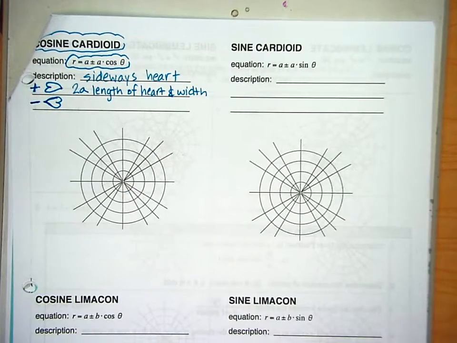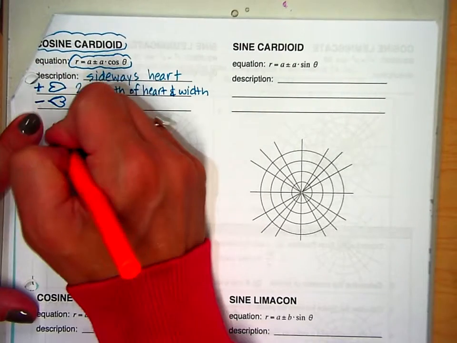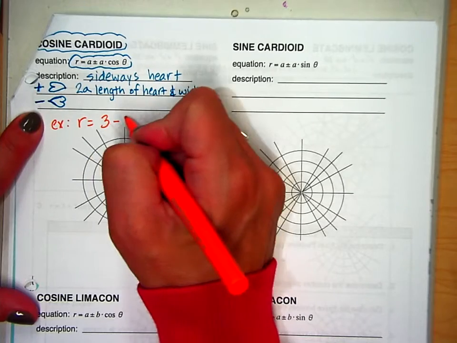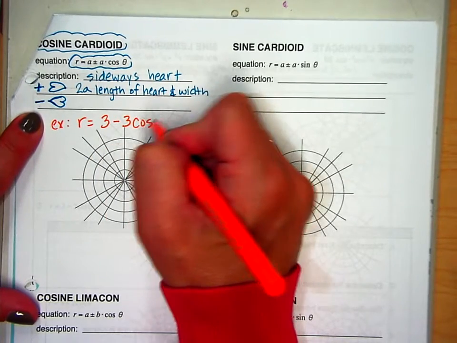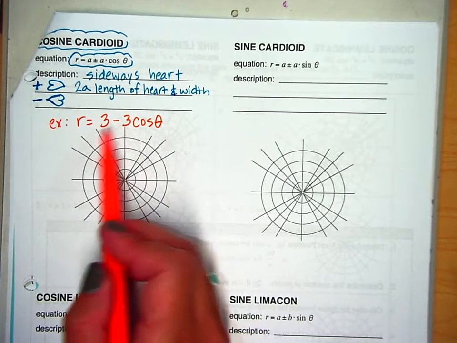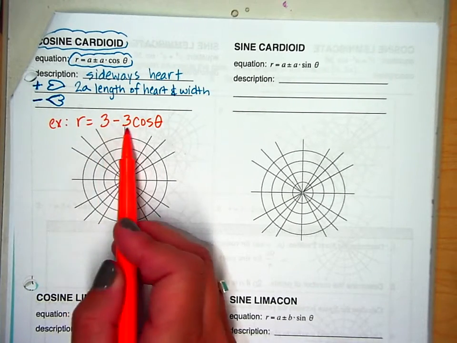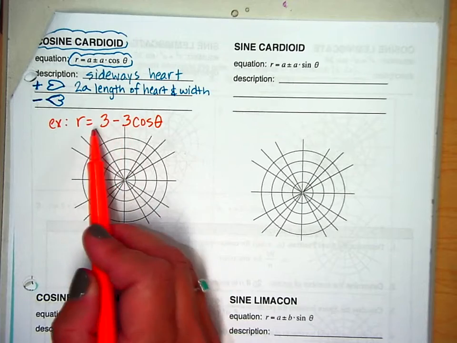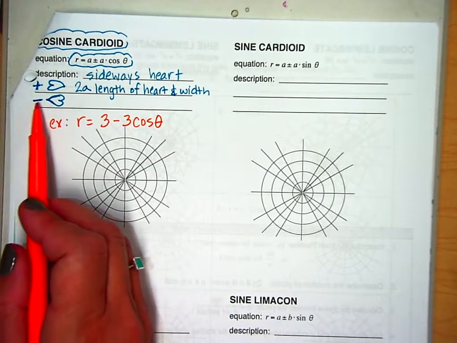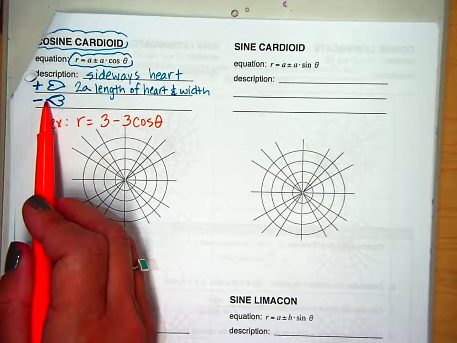r equals, let's do 3 minus 3 cosine of theta. So for the cardioids, what you want to remember is these two numbers are always the same. Okay? Anytime you have the same number here, it's a cardioid. It's going to be a heart. Since it's a minus, I know the pointy end is going to go toward the left. This point on the inside of that heart is always at your pole.